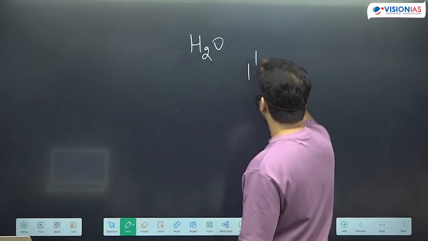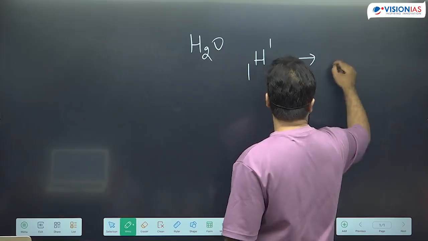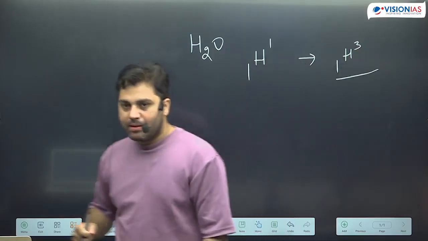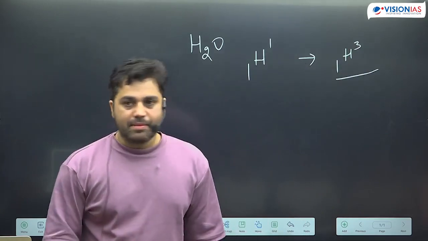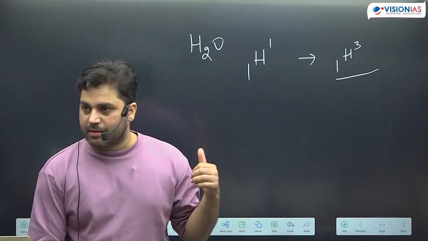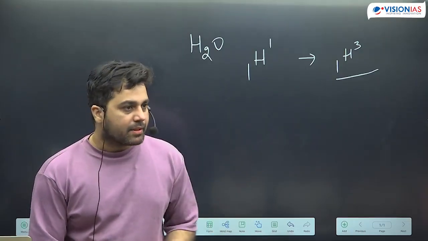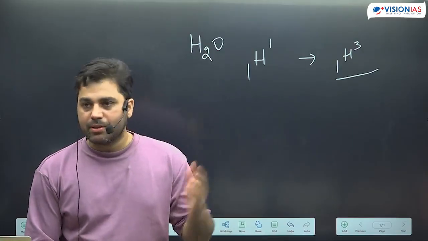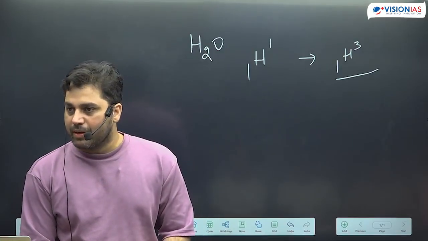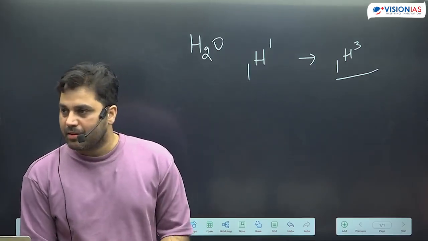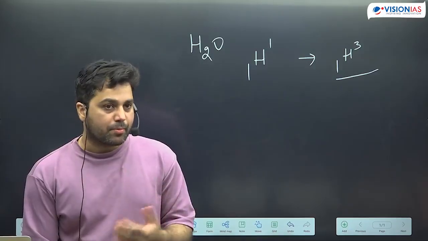That H-1, by absorbing a neutron, can become H-3, tritium. Tritium is a radioactive substance, and it is not found naturally. I told you in the last class that deuterium is found naturally, but tritium is not. Tritium is often produced in nuclear reactors or in specialized setups that we have developed to produce tritium.